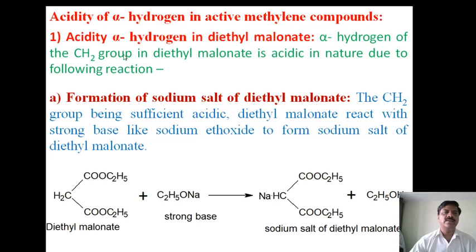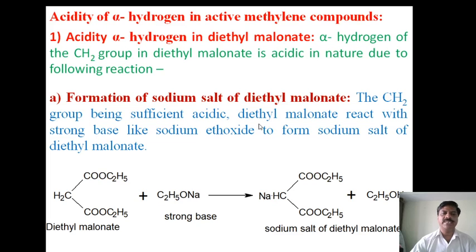Now coming to the acidity of alpha hydrogen in active methylene compounds. The acidity of alpha hydrogen atom in active methylene compounds can be explained using three examples. First one is acidity of alpha hydrogen in diethyl malonate. The alpha hydrogen atom of the methylene group in diethyl malonate is acidic in nature due to the following reasons. First one is formation of sodium salt of diethyl malonate.